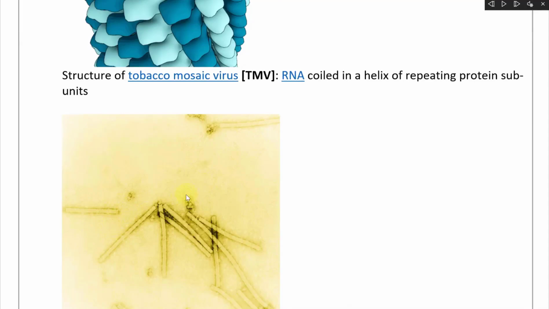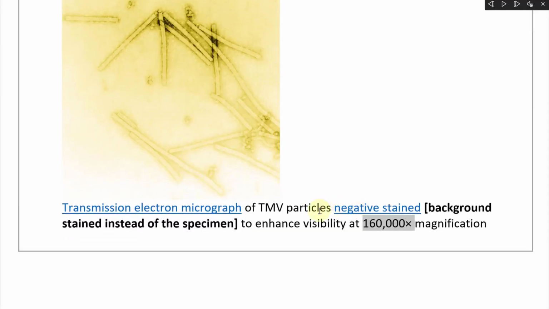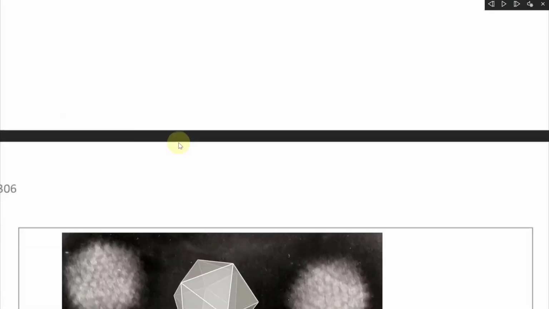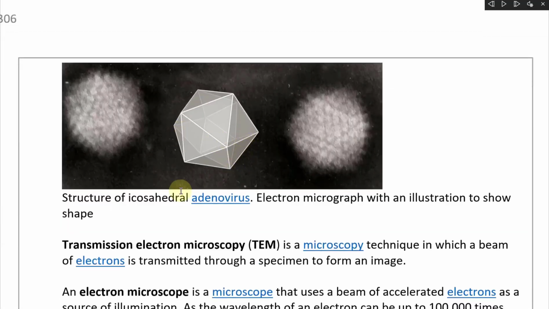So yes, let's continue further. And again, this is negative stained, so the background is stained instead of the specimen, and then you can see the contrast. We'll get to that in a bit. So, the structure of an icosahedral adenovirus. Let's see this. Adenovirus, and you can see the shapes.